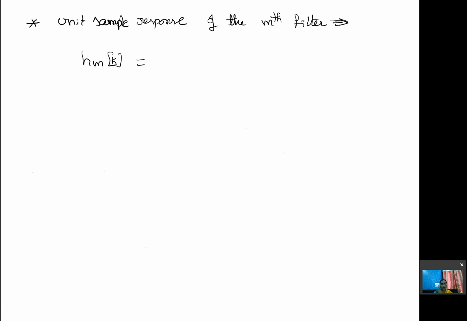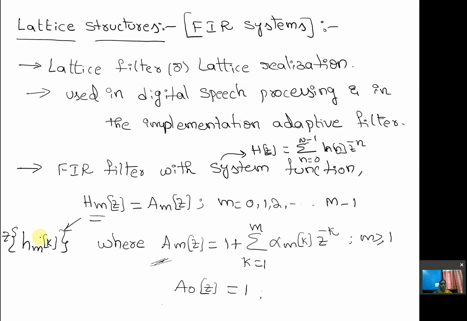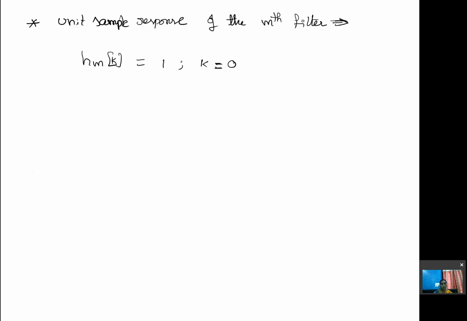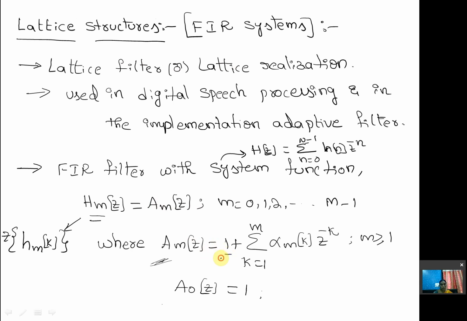That is, hm of k is equal to 1 for k = 0. So at k = 0, it is equal to 1. Already we took the definition: here this is h of n, and h of 0 means 1. That's why we consider hm of k equal to 1 for k = 0, and that is how we have written it here.